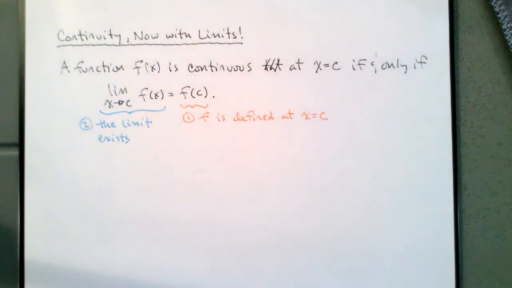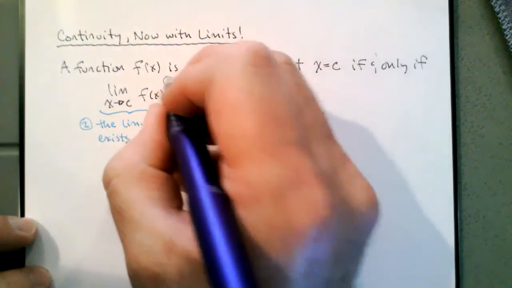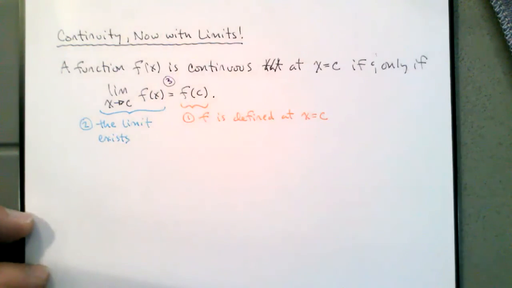And the third thing that we need is these two values need to be the same. C is the point at which we're defining continuity. So the third thing that needs to happen is that the limit is the same as the value of the function.